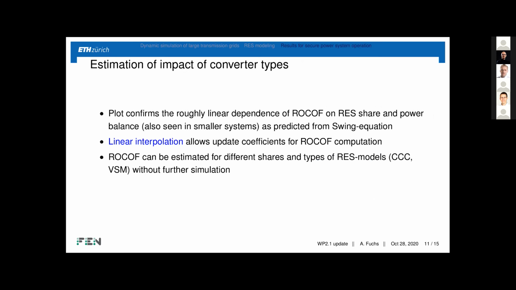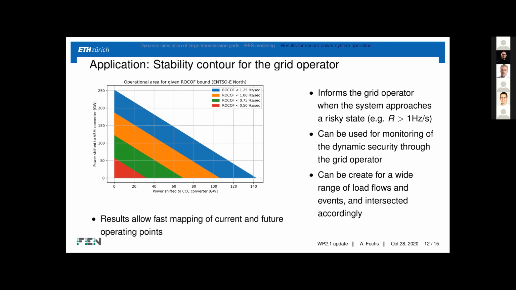And then you can go even further, because what you want to know is: is my system secure or not? To this end, we propose here a summary of the results, a visual summary that shows a stability control for the grid operator of where your system is. It informs you, for instance, when the system approaches a risky state. Let's say a limit is that you don't want to go above a Rocof of 1 hertz per second, and you can monitor where you are.